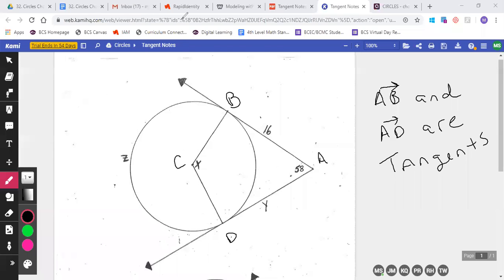Okay, here's just a couple of examples since you've been doing the investigations out there on your own. I figured it might help you out. So we're going to start here, and it says AB and AD are tangents. And one of the properties that you should have learned is that if there is a tangent, that tangent is 90 degrees to the radius.